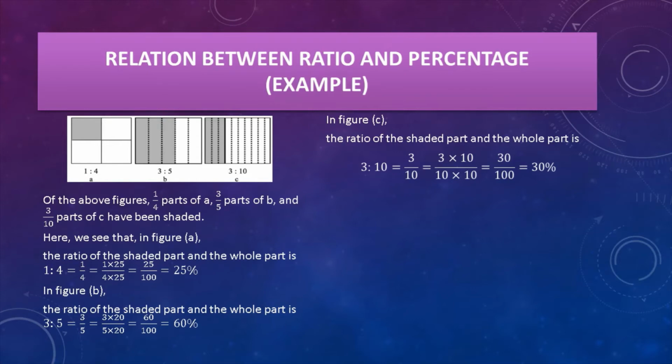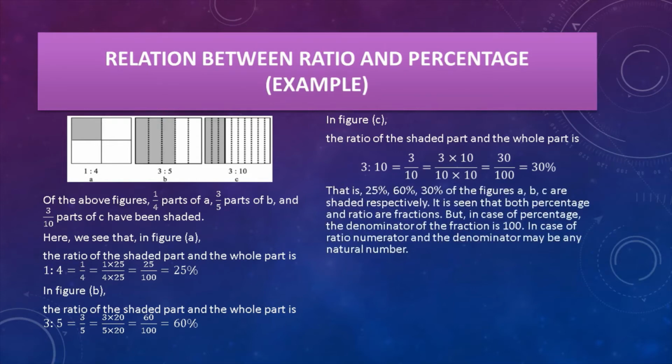Let us see. 25%, 60%, 30% of the figures A, B, C are shaded respectively. It is seen that both percentage and the ratio are fractions. You can see both are fractions, because here first you can see 1 divided by 4, the percentage will be 25 by 100, that is the fraction. 3 divided by 5 and 60 by 100, these two are fractions. 3 divided by 10 equals 30 by 100, these two are also fractions.